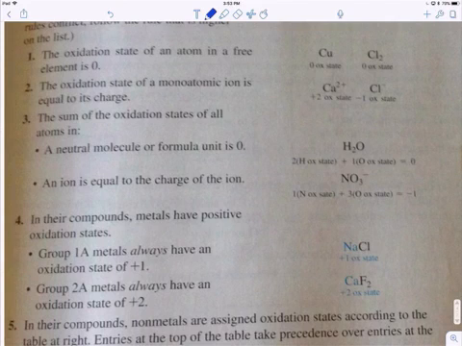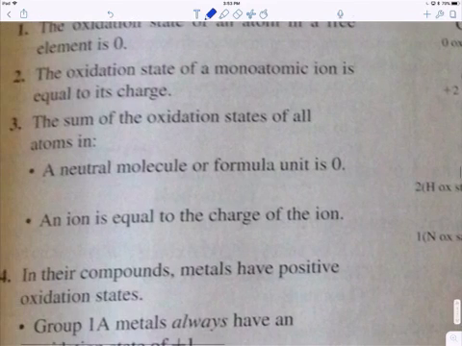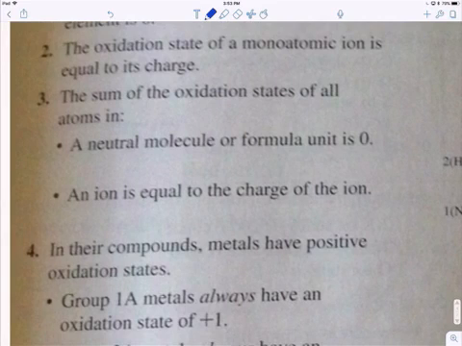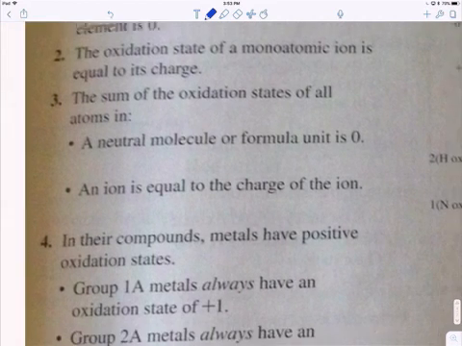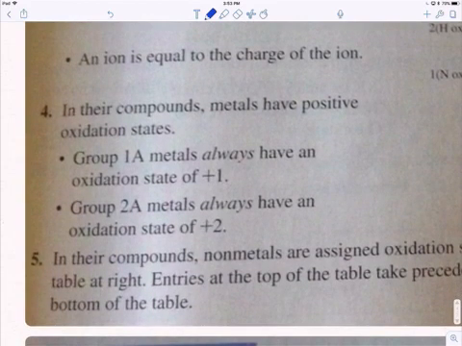So, rule number 1, the oxidation state of a free element is 0. Rule number 2, the oxidation state of a monatomic ion is equal to its charge. Number 3, and I'll go over an example of all these rules, the sum of oxidation states for a neutral molecule or formula unit is 0. For an ion, it's equal to its charge. Then in compounds, group 1A alkali metals always have an oxidation state of +1. Group 2A, the alkaline earth metals, are +2.